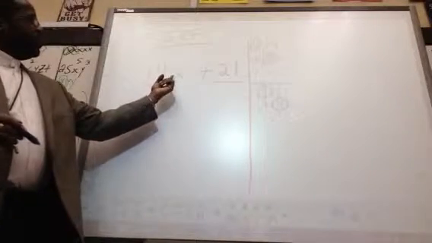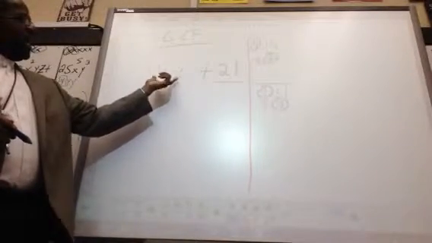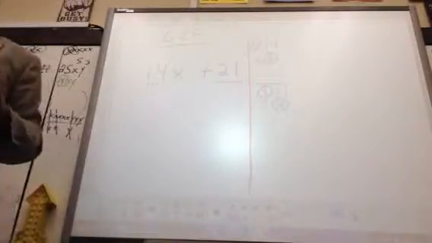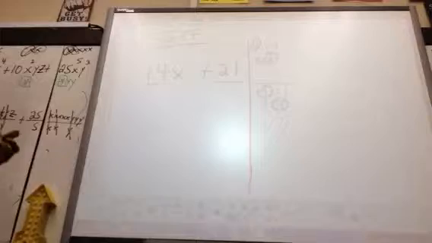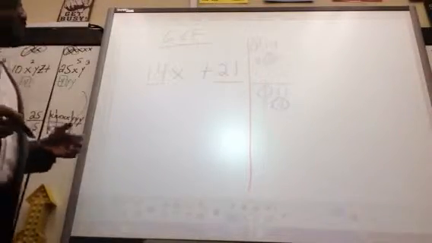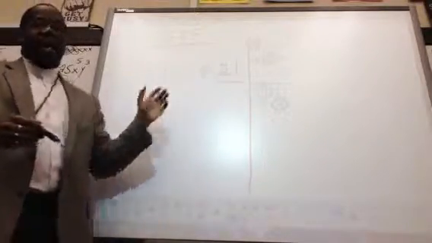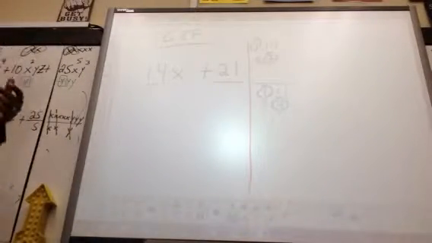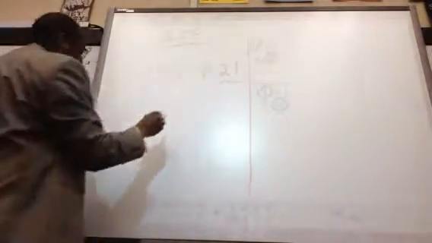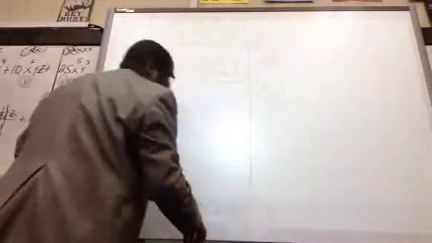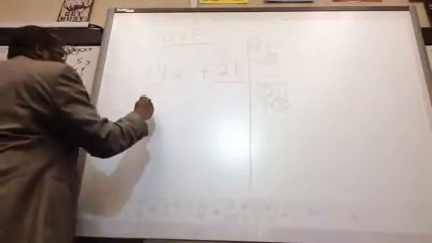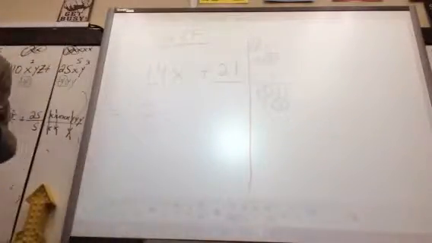Now, stop for a minute. Notice, the 14 has an x with it. Does the 21 have an x with it? Okay, good. No, it does not. So therefore, we cannot take out an x. They do not have an x in common. We're just going to take out what they have in common. In this example, they have a 7 in common. So 7 is our greatest common factor. I'll just put it out front.